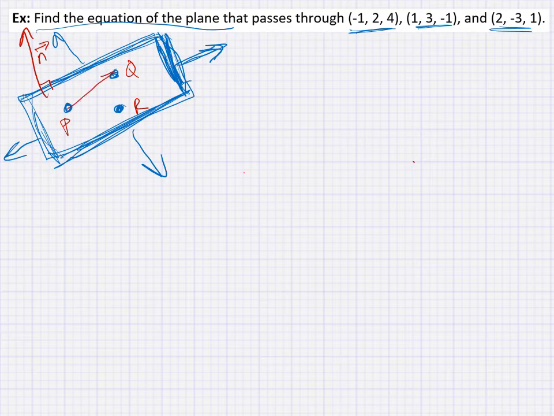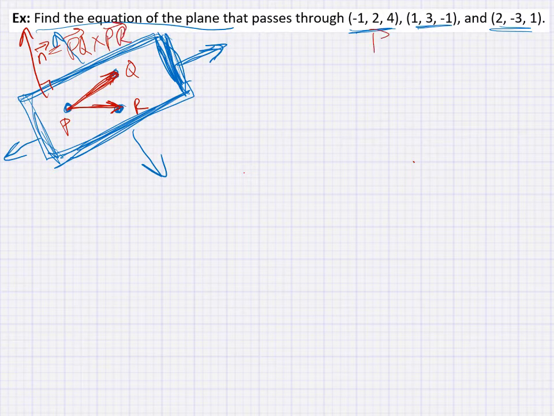I can find vector PQ. I can find vector PR. And I would need to use those to come up with N. Well, just think about it. If PQ is on the plane and PR is on the plane, how would we get the vector normal to the plane? Well, we need the vector that's perpendicular to both PQ and PR. Well, that should be the cross product between PQ and PR.